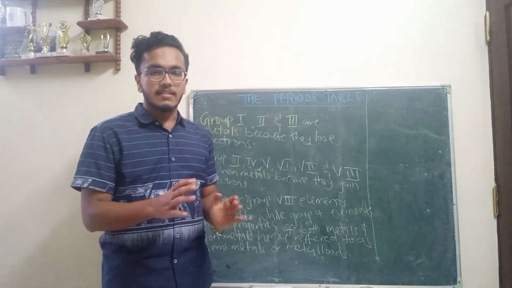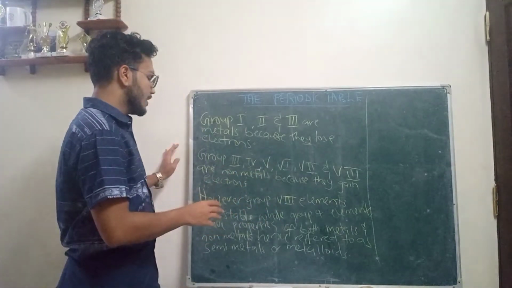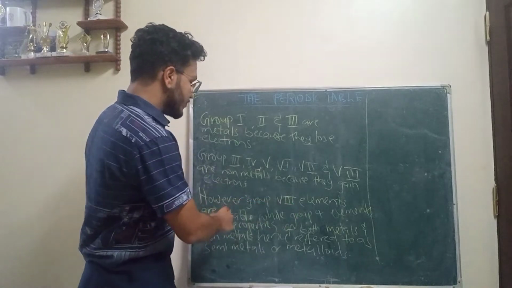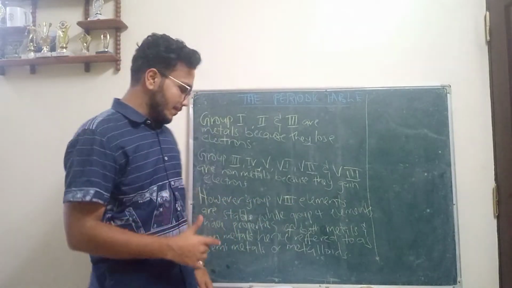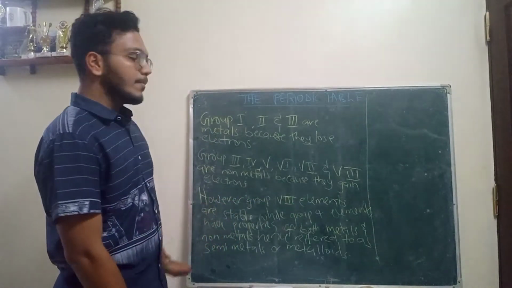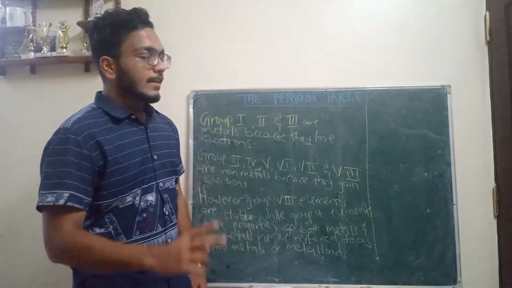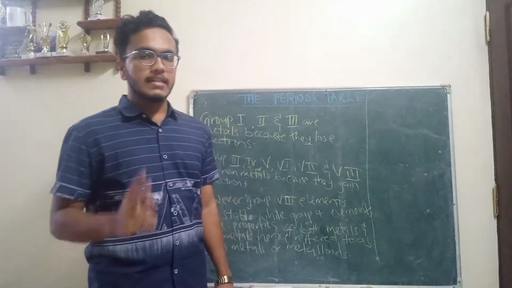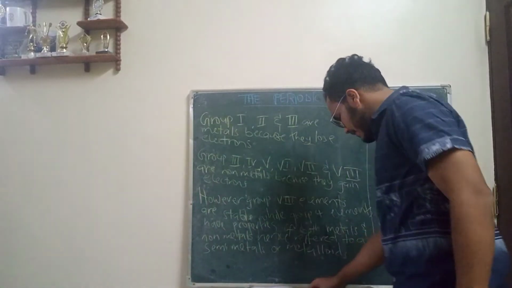Now we will discuss the stable states and elements, while group 4 elements have properties of both metals and non-metals, hence referred to as semi-metals or metalloids. Now we have two types of stable states. We have the octet state.